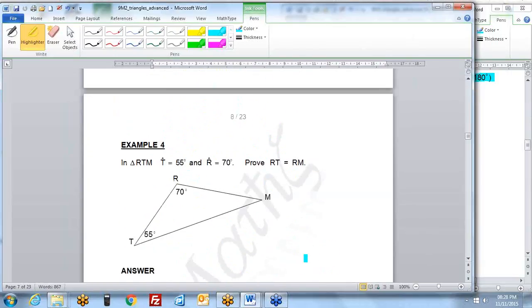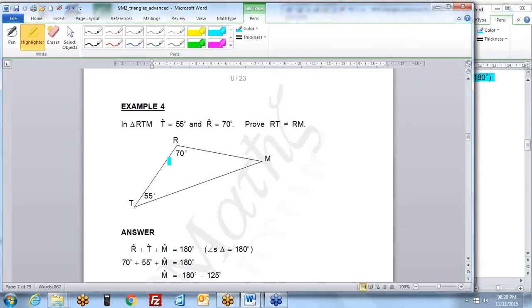So now example 4. We're going to apply it now. So you can now see, you get the angles. It's different now. They don't tell you that RT equals RM, for example. Now they tell you angle R equals 70, angle T equals 55. So now they mention in triangle RTM, angle T equals 55 degrees and angle R 70 degrees. So you now need to prove that RT equals RM. So you see it's now the opposite.